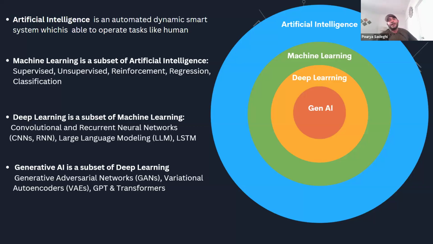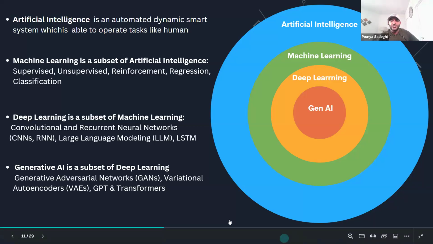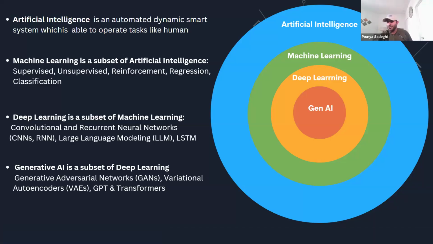And generative AI, which is a subset of deep learning, basically the difference between generative AI and others is that generative AI can generate new content for you. What kind of content? It can be code, images, text, audio, videos, and they come as a sort of data. So next slide, please.